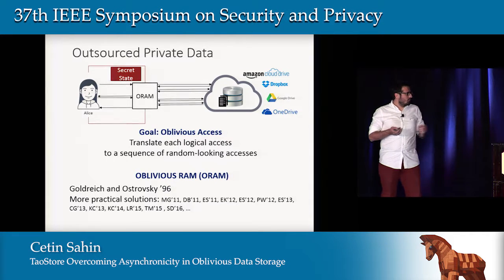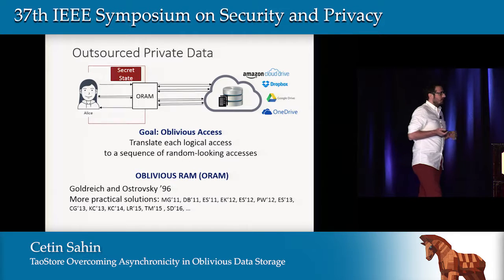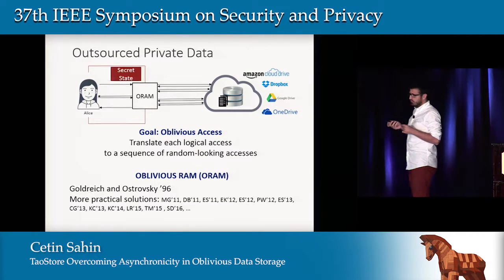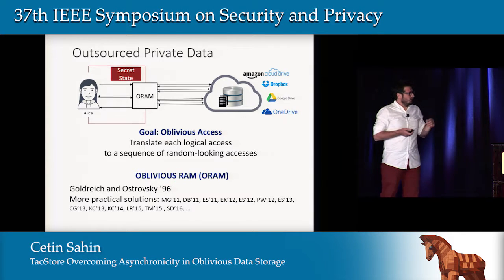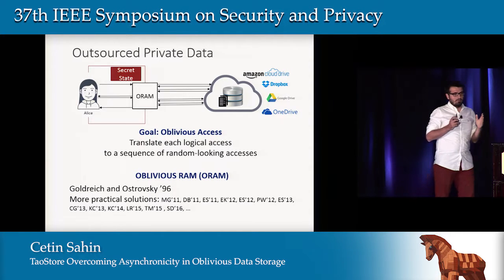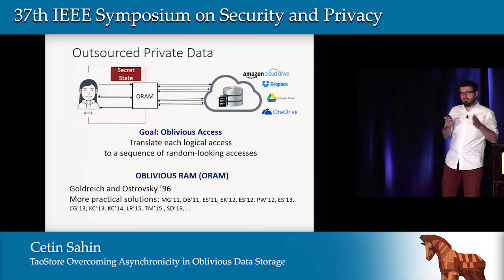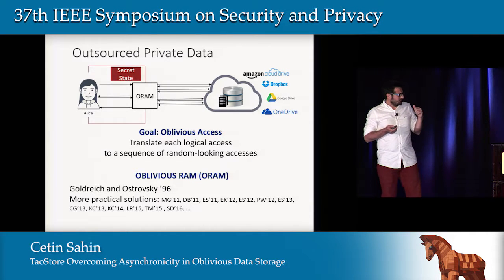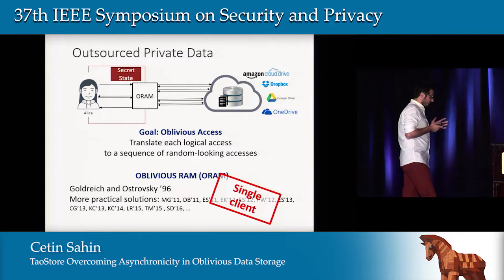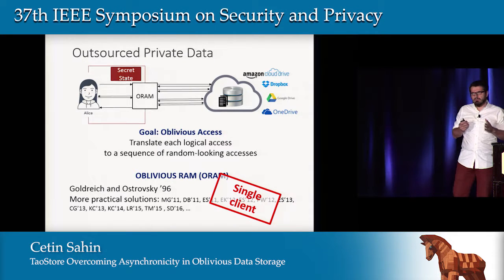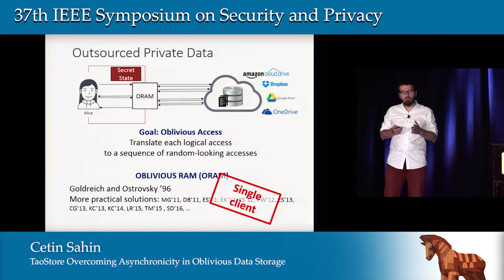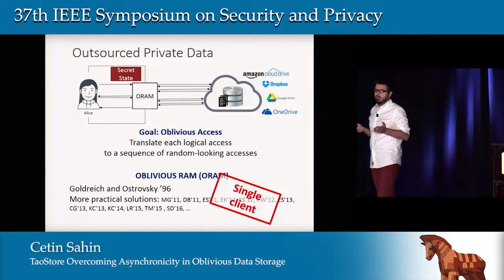It was initially proposed by Goldreich and Ostrovsky, and there is a huge body of work that achieves oblivious access. They usually store a secret state in terms of storage information at the client side. And the question here: are we done with this many of the solutions? The answer is no, because these are all single-client constructions.